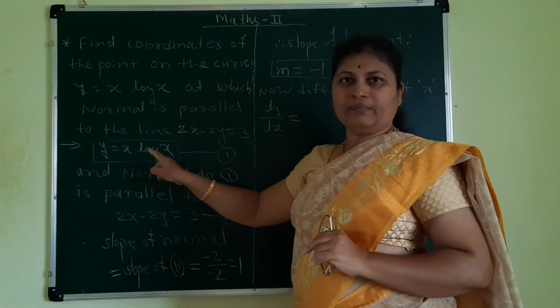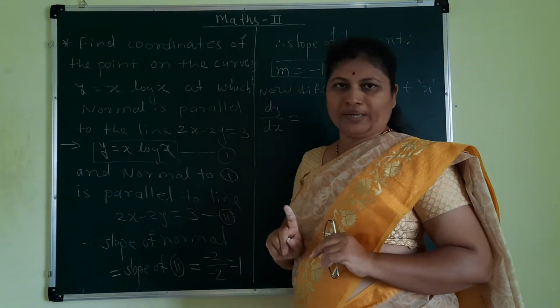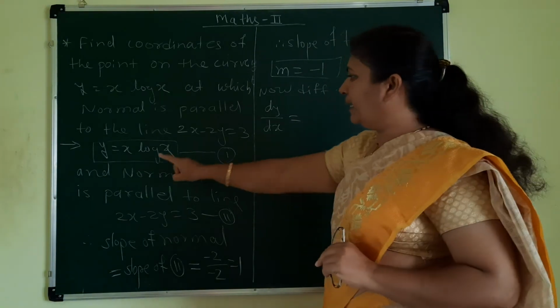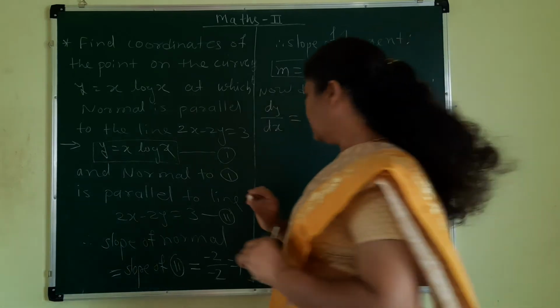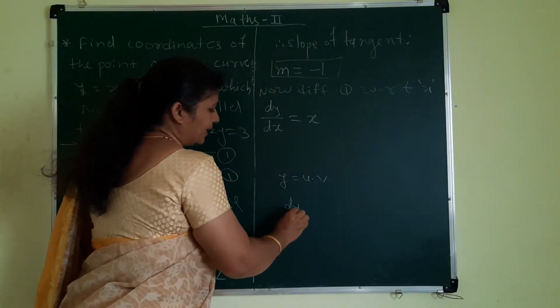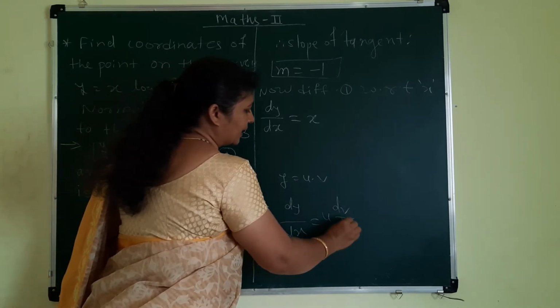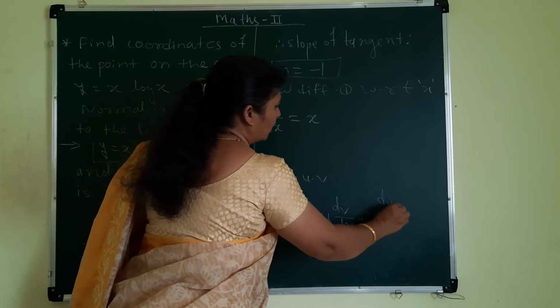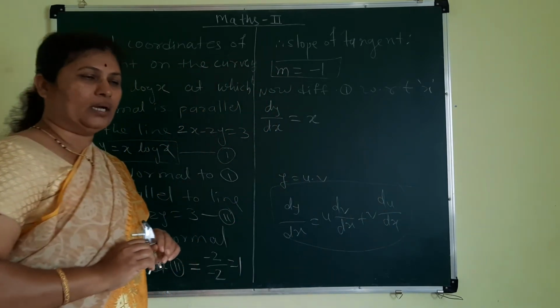Here we will find it by the u into v rule. So u is x and v is log of x for me. Therefore dy by dx, u first function. What is the formula? If y is equal to u into v, then dy by dx is equal to what? u into dv by dx plus v into du by dx. Got it? This formula I have to use here.